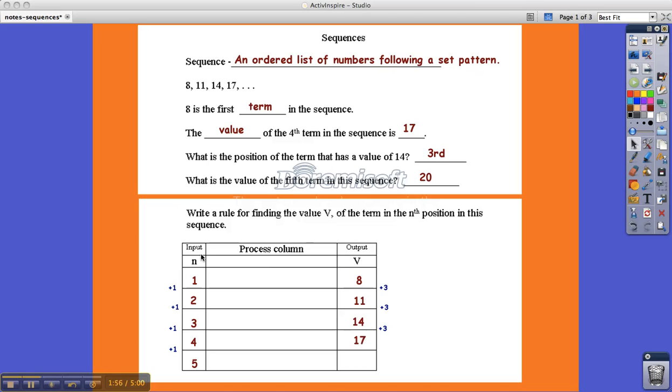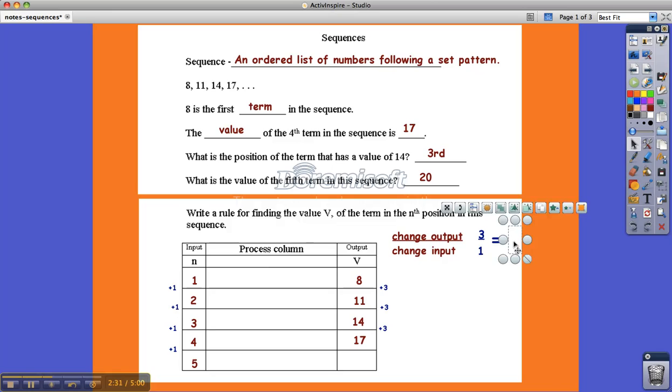Then our input, since it's just our position numbers, this one's easy, it's always going to be plus 1, because our position numbers are increasing by 1 each time. So remember, when we write our rule then, we talk about the change in output compared to the change in input. So fill in your change in output over your change in input. That would be 3 over 1. It's positive 3 since it was going plus 3. It's positive 1 since it was going plus 1. Well, 3 over 1, 3 divided by 1 is simply 3. So our change in output over our change in input, our rate of change is 3.